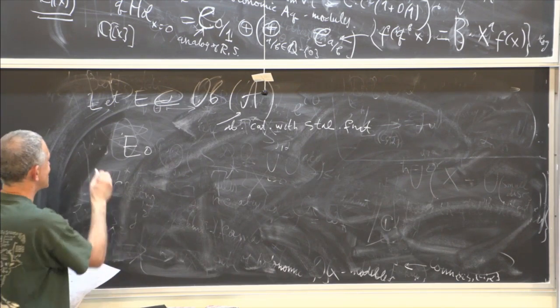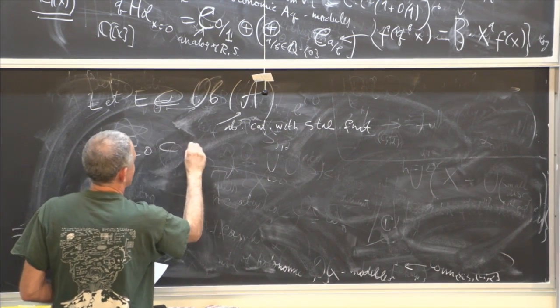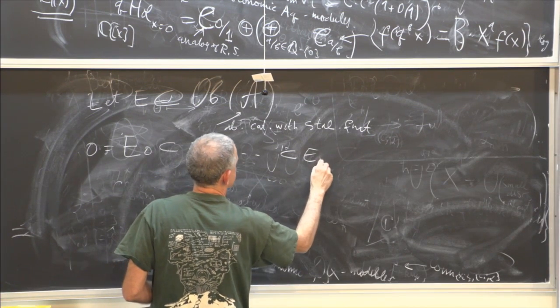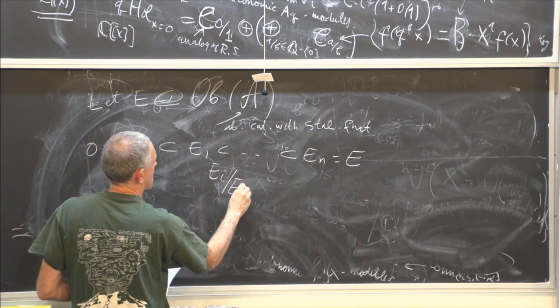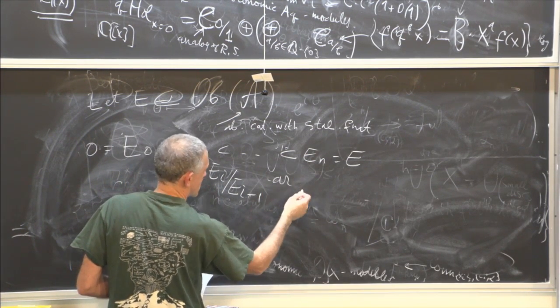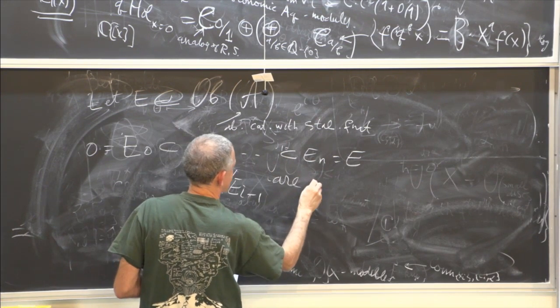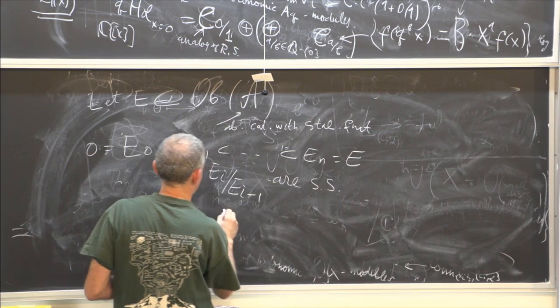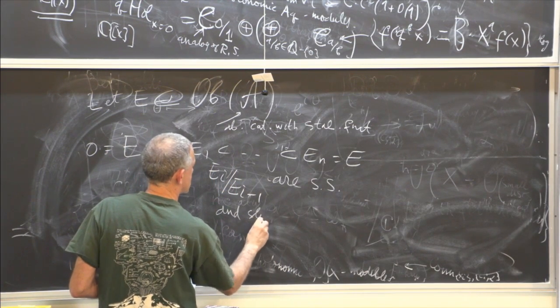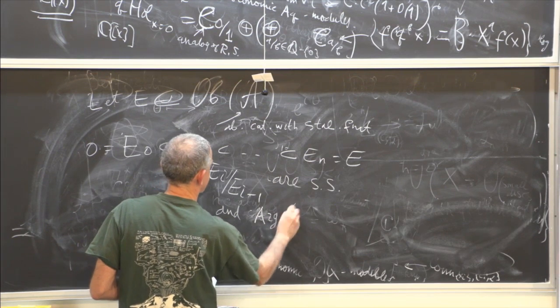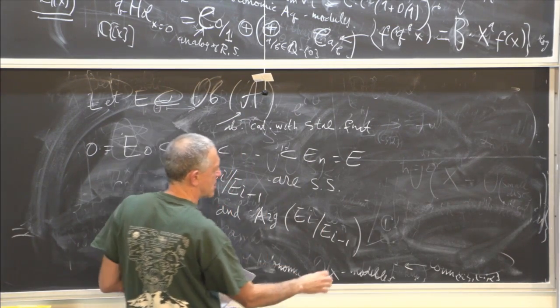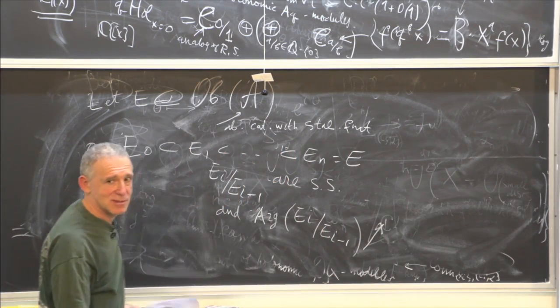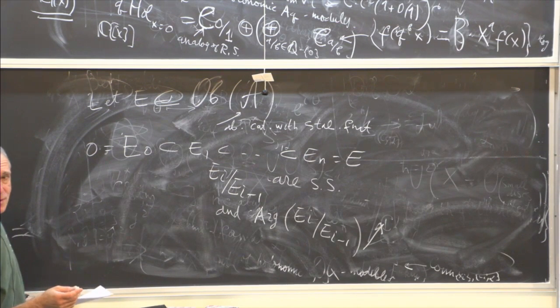Maybe I should skip the definition because it's obvious. So it's a filtration of an object such that consecutive quotients, or cones in the triangulated sense, are semi-stable, and their slopes, or arguments, it's better, instead of decreasing like in Harder-Narasimhan, they're increasing. So it's not canonical, differently from Harder-Narasimhan.